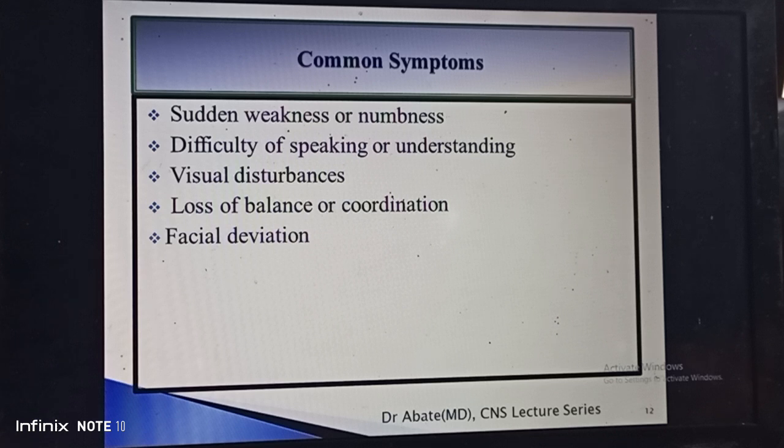The other important presenting complaint could be loss of balance or coordination. If a patient presents to you with loss of balance, loss of coordination, and sometimes vertigo, most likely you have to think about posterior circulation stroke. Most of the time patients with posterior circulation stroke might present with loss of balance or loss of coordination, or they may tell you about vertigo or dizziness. So sudden onset of vertigo, dizziness or loss of coordination could be the presenting symptom of the patient.